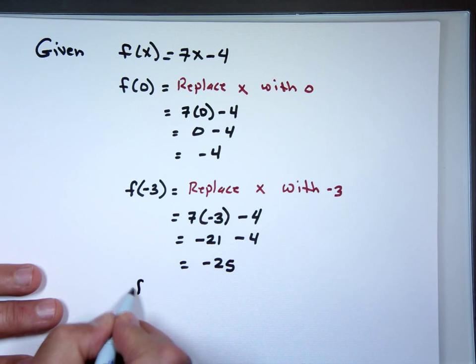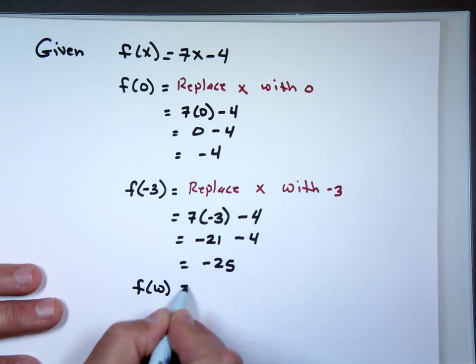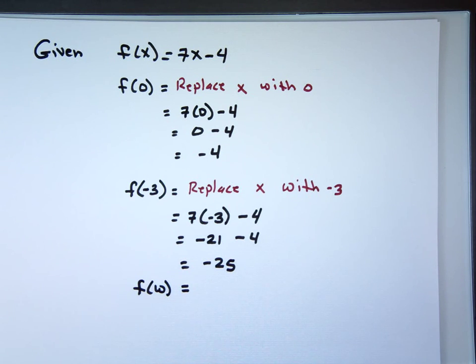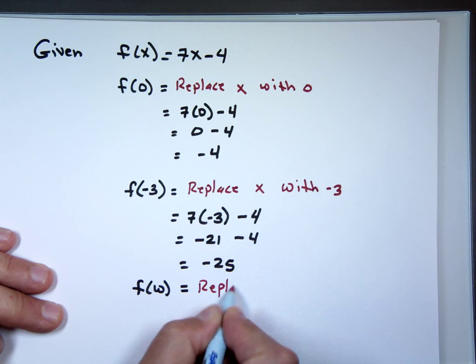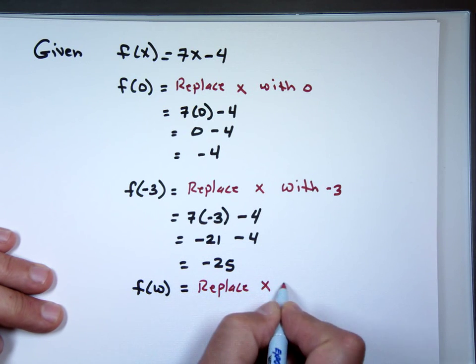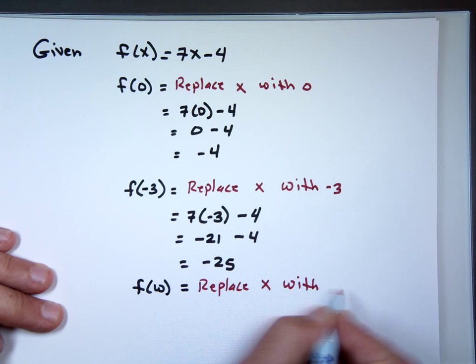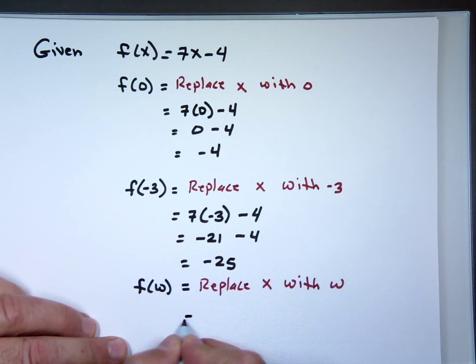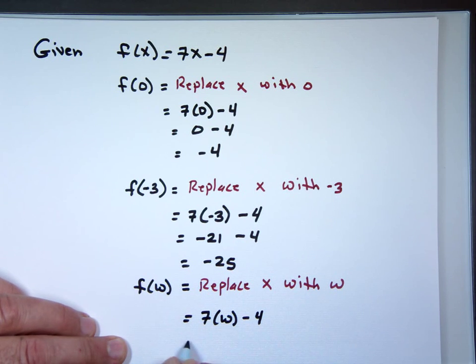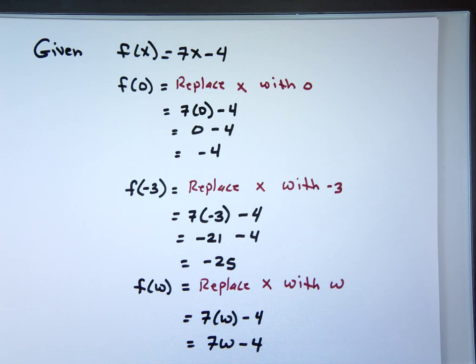What does f of w mean? Replace x with what? Yep. If you replace x with w, 7 times w minus the 4, 7w minus 4. Whatever I put here, that's what you have to replace x with.